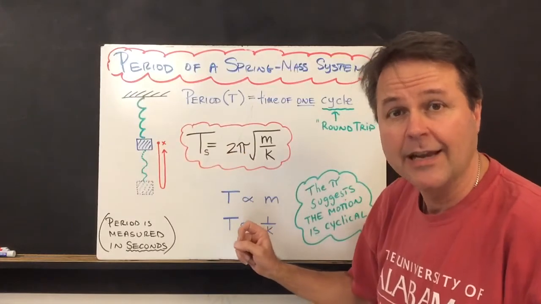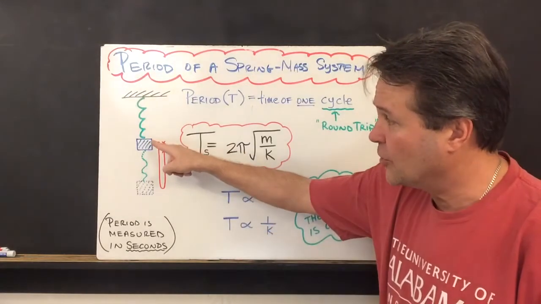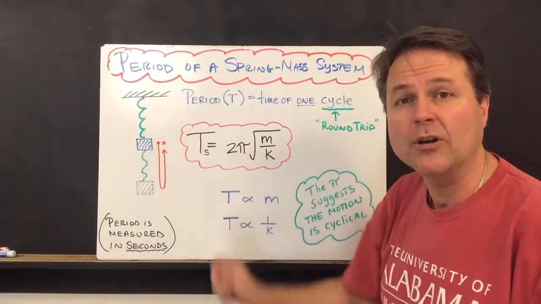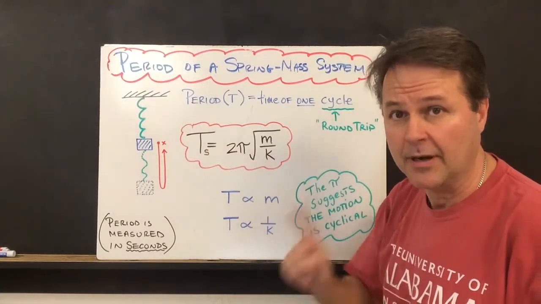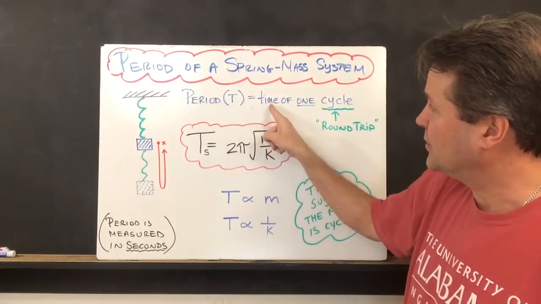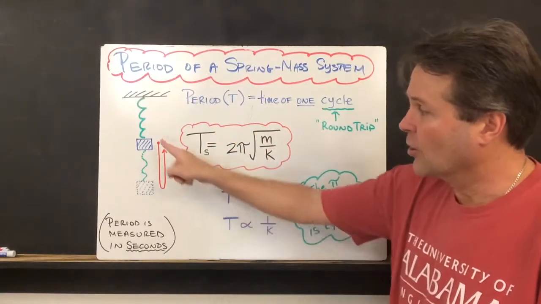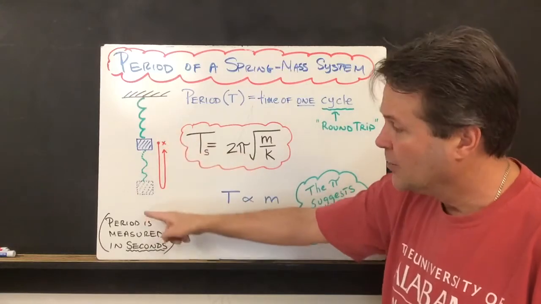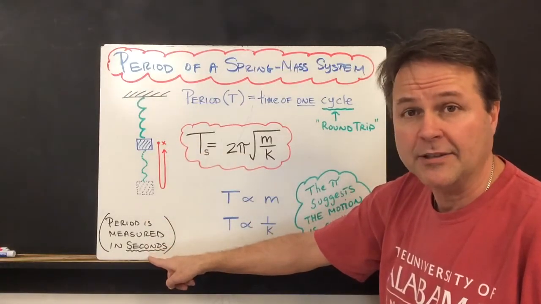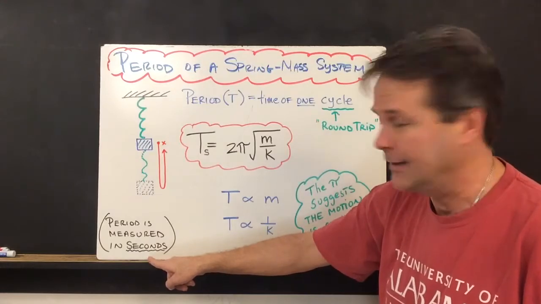complete cycle. And the time it takes to go from here back to the original position, we call that the period of time of one cycle. So period, capital T, is equal to the time of one cycle, or one round trip. Period is measured in seconds. We can also measure it in hours or days, but the SI unit is the second.